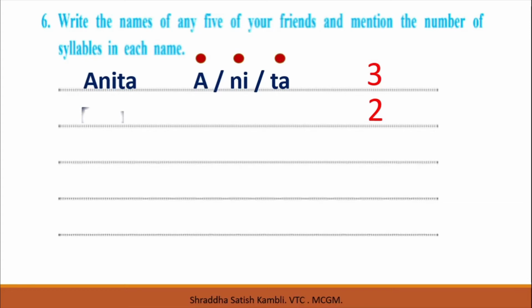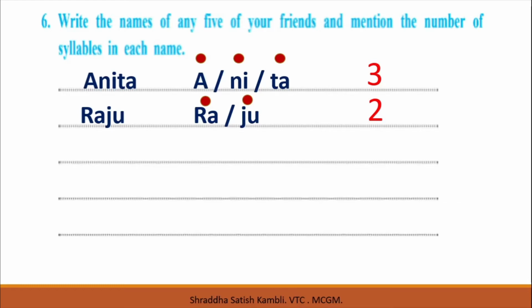Next name, Raju. See, Ra, ju. So there are 2 syllables. Alright. Now you're supposed to write the names of 5 of your friends. So come on, think of the names of 5 of your closest friends and figure out how many syllables there are in their names. Okay?